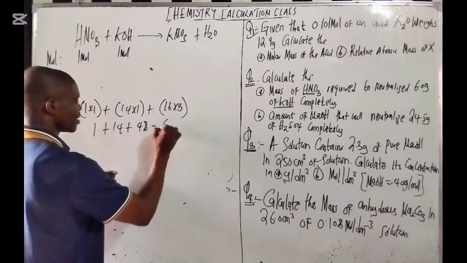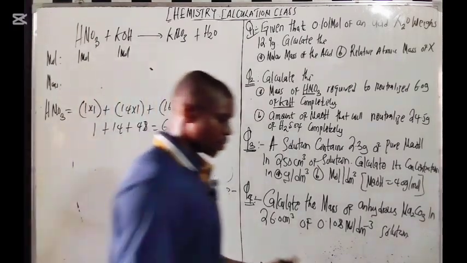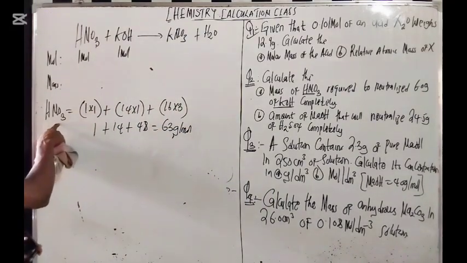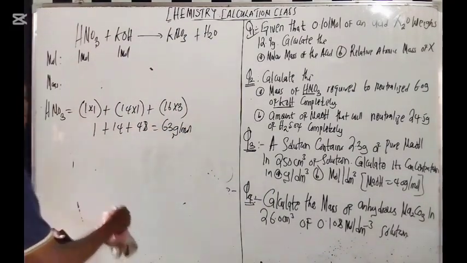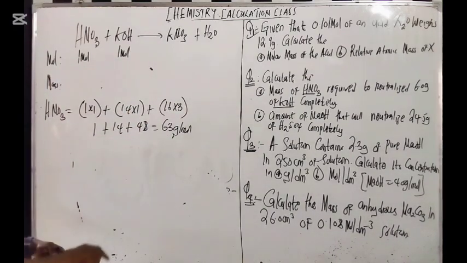Here we have 63 gram per mole. So the molar mass of this compound here is 63 gram per mole. Do you understand? So how do you get the mass? You multiply the mole with this one here. That's how you get the mass.